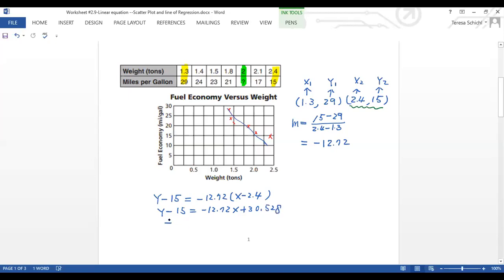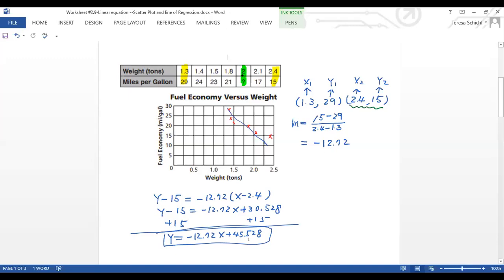Okay, now you plus 15 plus 15. So what you have here, your line here is y equal to negative 12.72x plus 45.528, right? So this will be the line we just drew in here.